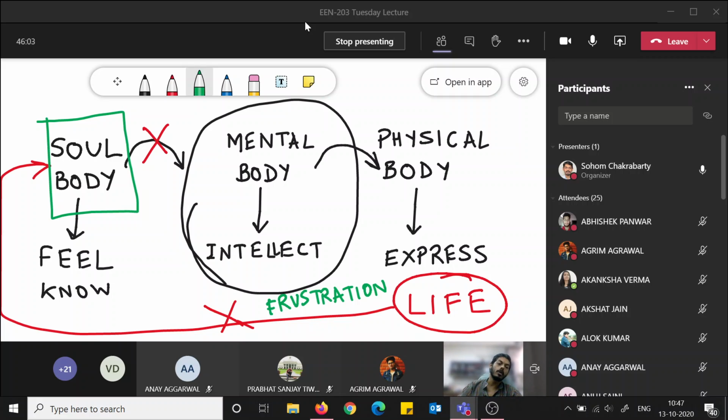Frustration is definitely going to come, because the soul will know, whether you are able to acknowledge that knowing or not is a different thing, because you have already cut this connection. So you will not be able to acknowledge it, but it will know that it is not living a life aligned to its characteristic feelings and knowledge, and that would lead to frustration. So ultimately, you will live a frustrated life.